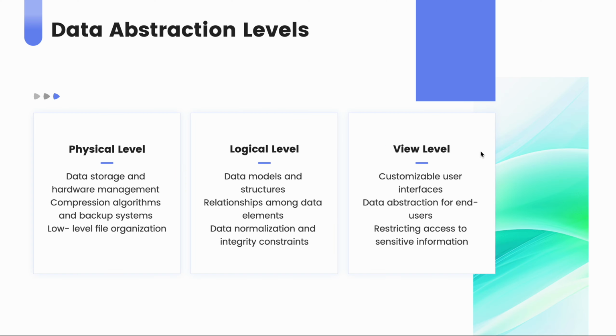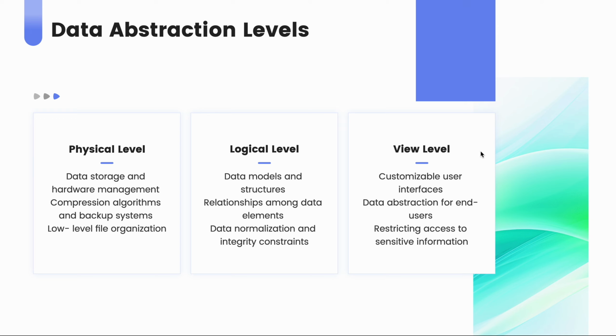The next slide is the data abstraction layer. Data abstraction occurs at three levels. The first level is the physical level. In the physical level: data storage and hardware management, compression algorithms and backup systems, and low level file organization. It means how data is stored.